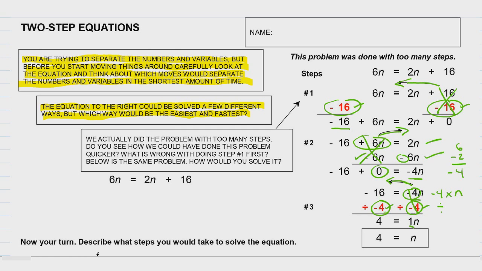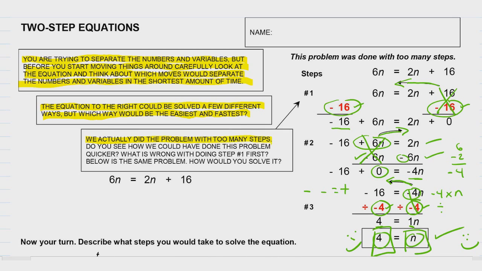And negative 16 divided by negative 4 will give us 4 because 2 negatives gives us a positive. We end up with 1n equals 4, and you should know anything times 1 will be itself, so it equals n equals 4. And we're finished. We have the variable on one side and the number on the other. So everybody is happy. But it says right here, we actually did the problem with too many steps.